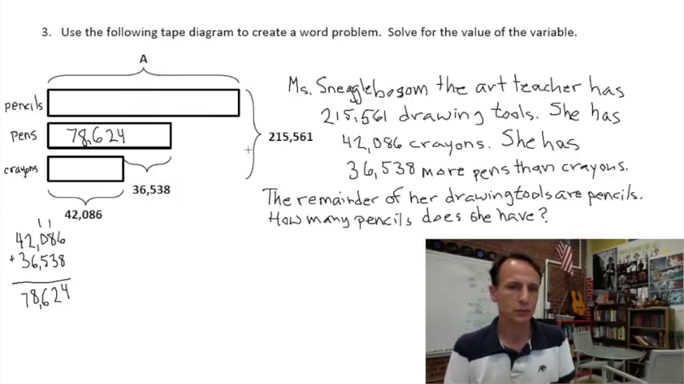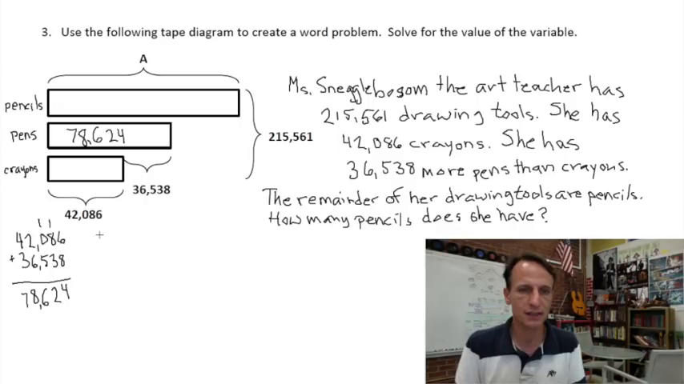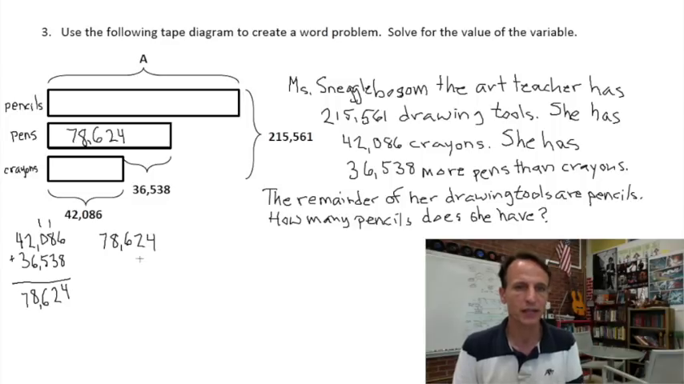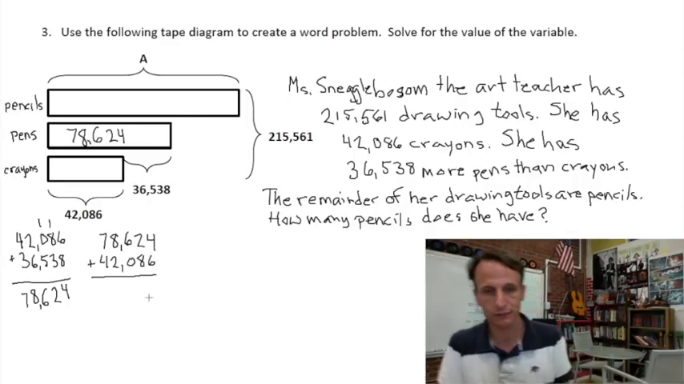So now in order to subtract pens and crayons from the grand total of drawing tools, we need to put pens and crayons together. So if I take that 78,000 pens that I just solved for, 78,624 pens, and add to it the number of crayons, 42,086, that will give me pens and crayons together.